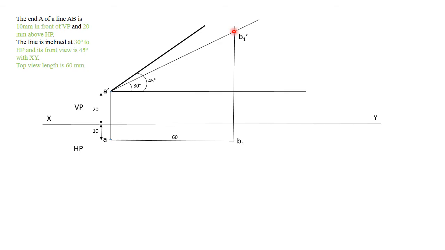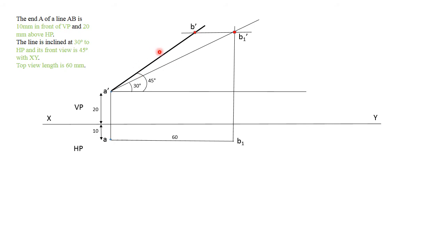Okay, so you know that the point B1 dash, the locus of the point will be the line that is parallel to XY. So you draw a line that is parallel to XY through B1 dash, and the point where it cuts your 45 degree line is nothing but B dash. So B dash will be the front view of the point B. So now you have got the front view, which is A dash, B dash. Note that we have used a very thick line to denote it.